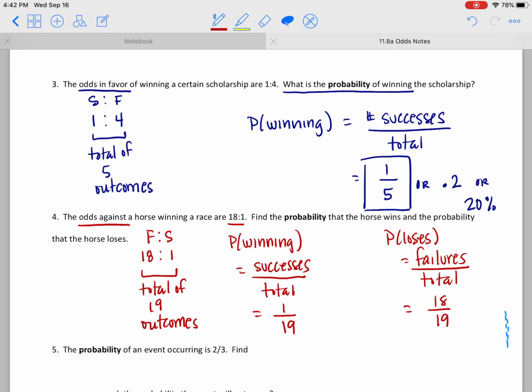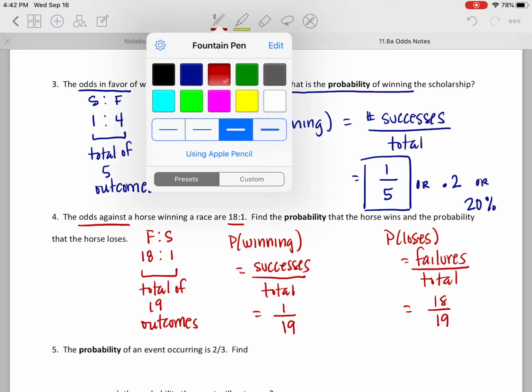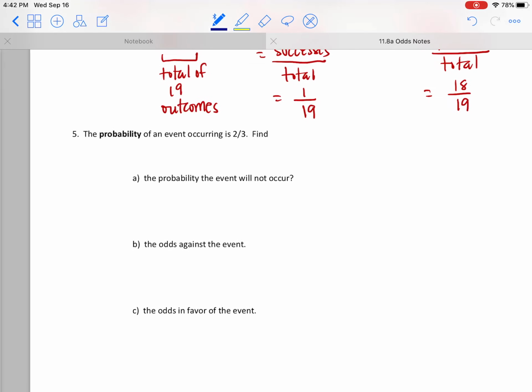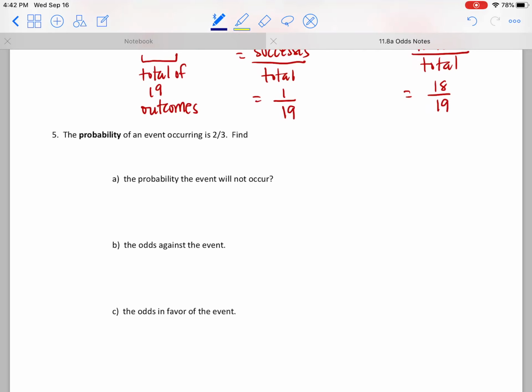Okay. How about number 5? We have the probability of an event occurring is 2/3. So if the probability that an event occurs is 2/3, the 2/3 tells you if the event occurs, this is 2 successes, and this would be 3 total outcomes.